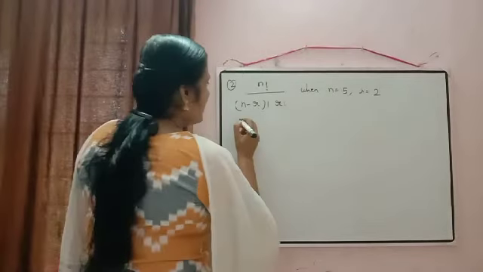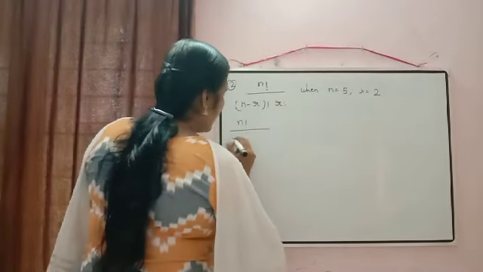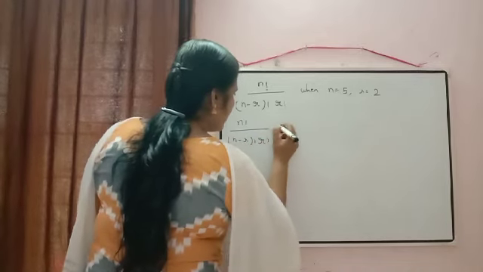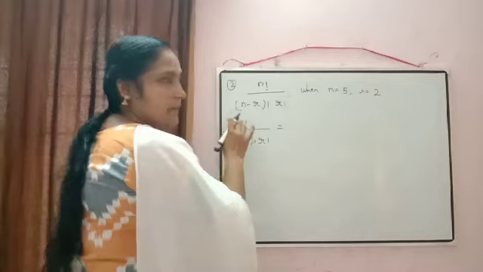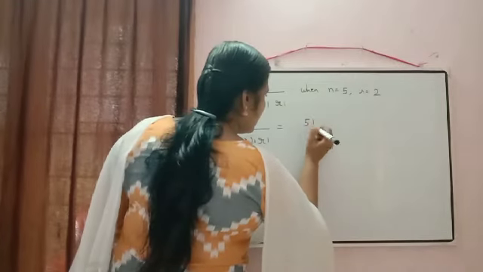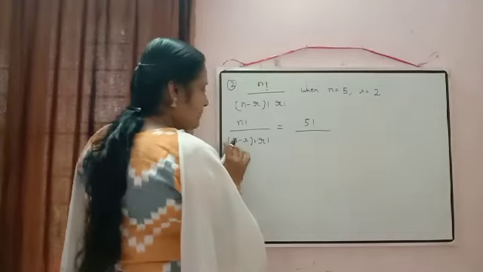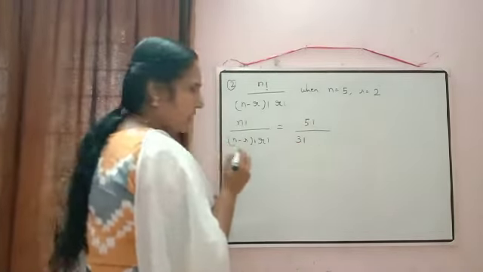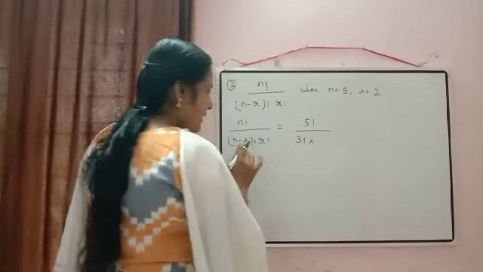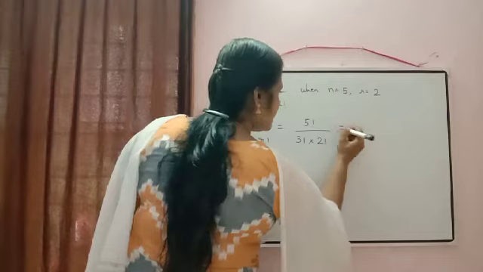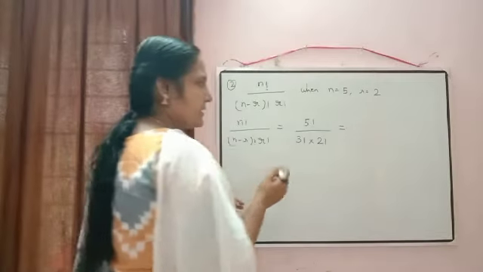So write down: n factorial by (n minus r) factorial into r factorial is equal to, in place of n we are going to write 5. So it will be equal to 5 factorial by (5 minus 2) factorial, that is 3 factorial, into r factorial. R is 2, so 2 factorial.